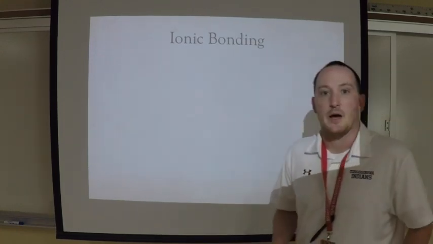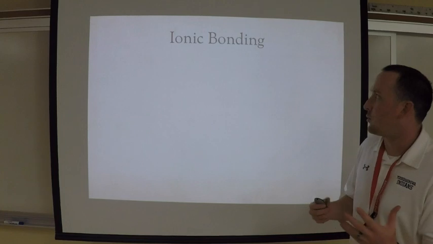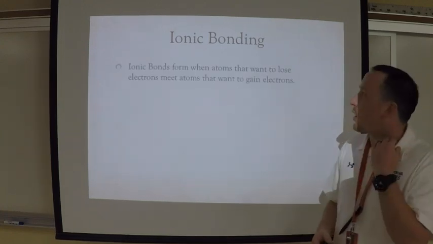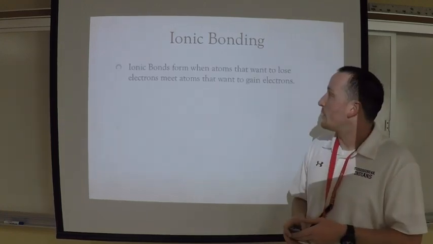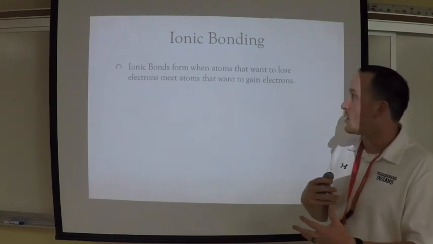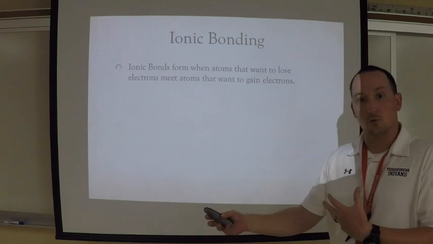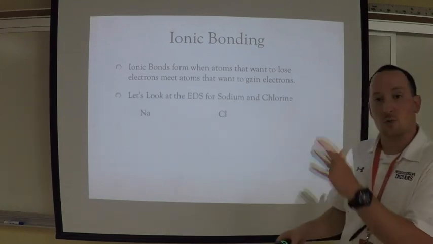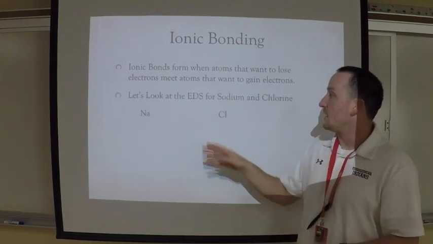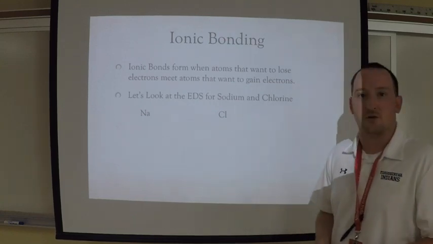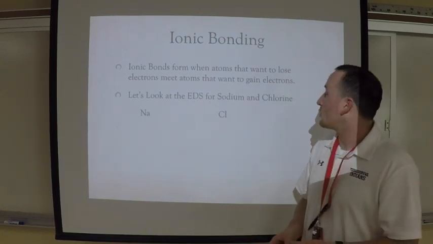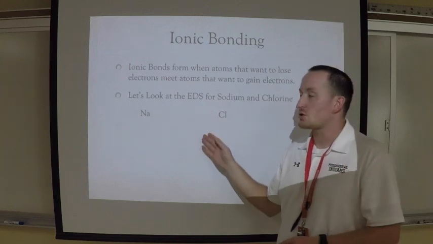Now we're going to start talking about ionic bonding and what happens in ionic bonding. Ionic bonds form when atoms that want to lose electrons meet atoms that want to gain them. Some atoms want to gain, some want to lose. So we're going to start by looking at the EDS, which I abbreviated for electron dot structure, for sodium and chlorine. So here's sodium, here's chlorine.